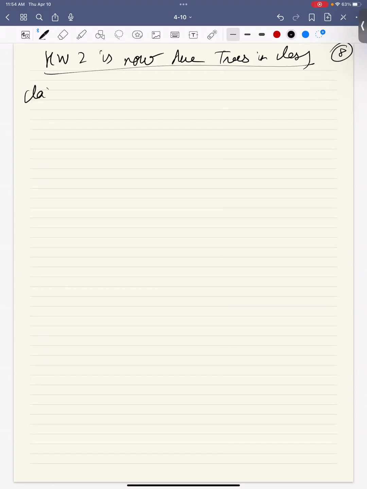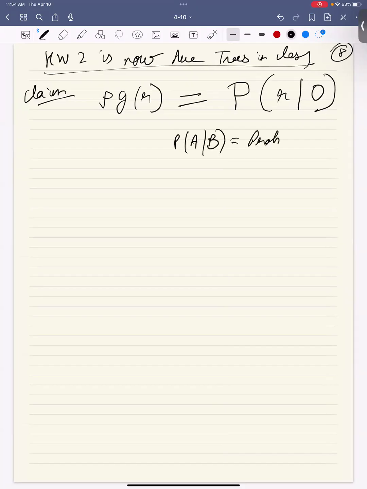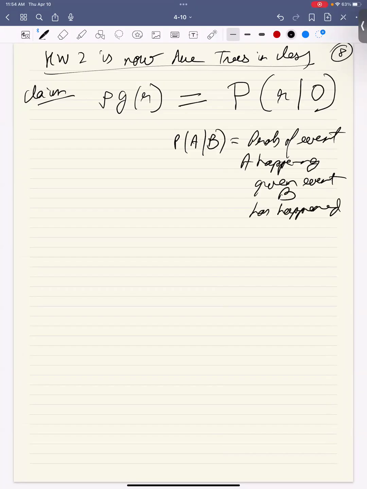Okay, so what are we going to do now? We will prove our claim that rho G of R is the conditional probability of finding an atom at a distance R, given one is at the origin. Let's use the language of conditional probabilities. P of R given 0, right? This is how conditional probabilities are written. P of A given B is the probability of event A happening given event B has happened. That is the conditional probability. Furthermore, P of A given B is P of A intersection B divided by P of B. Okay, this is Bayes' formula. So we are going to use this later.